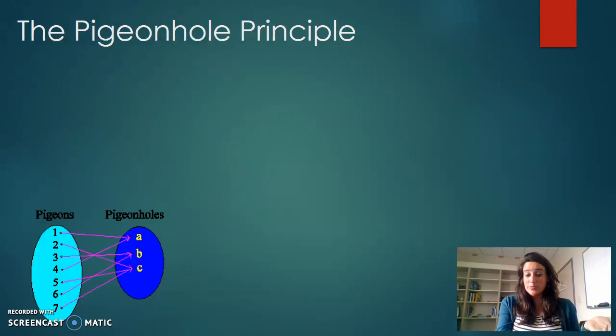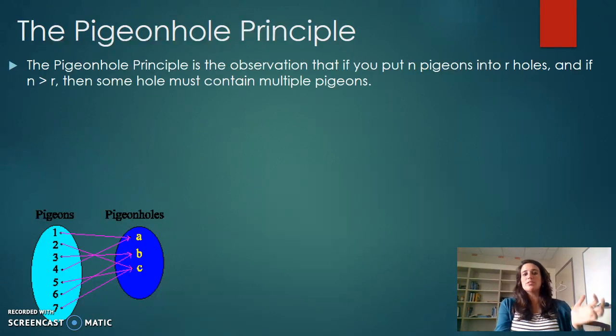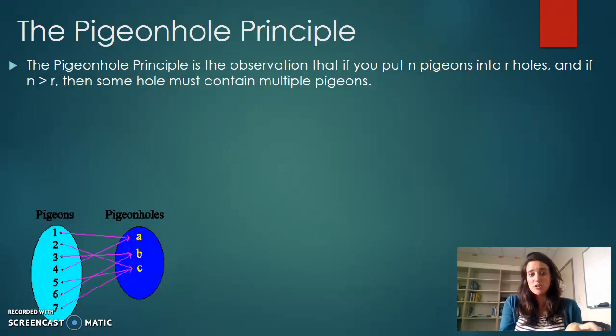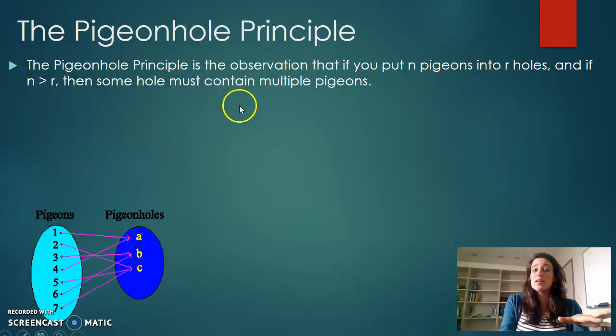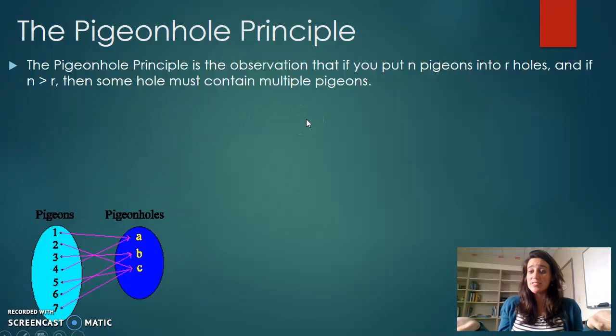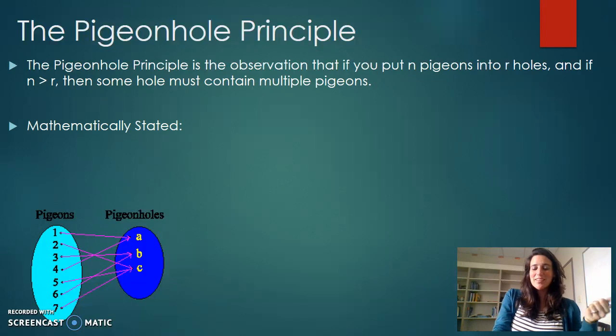The pigeonhole principle. The pigeonhole principle is the observation that if you put n pigeons into r holes, and if n is greater than r, so if the number of pigeons is bigger than the number of holes, then there must be some hole that has multiple pigeons in it. Try to put 3 pigeons into 2 holes, there's going to be 1 hole that has 2 pigeons in it. That is the pigeonhole principle.